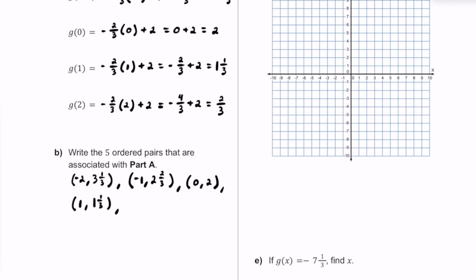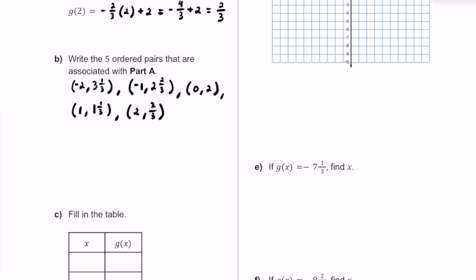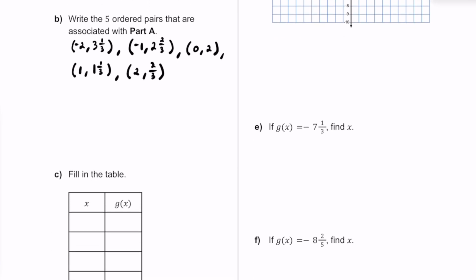And then finally, when 2 is our input, g of 2 got us this value of 2/3. So our output is going to be 2/3 here. Okay, so those are the 5 ordered pairs. Let's go ahead and now put this in our table.